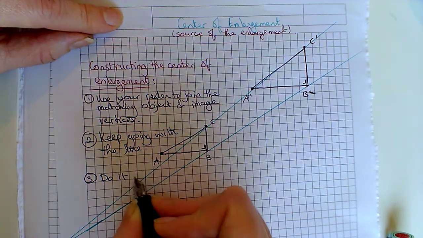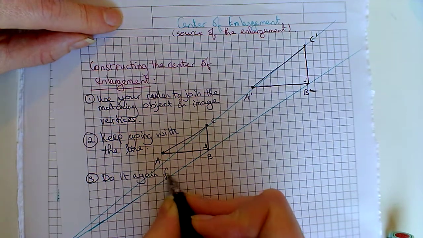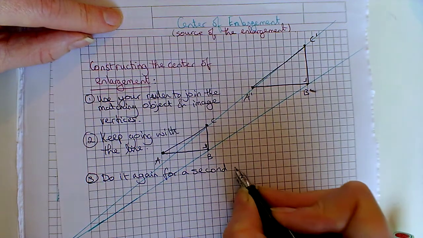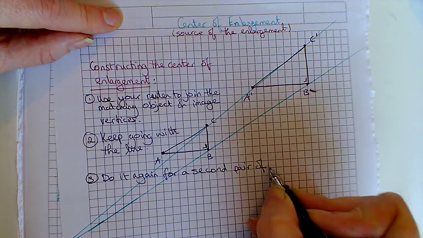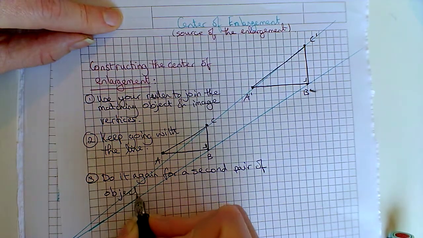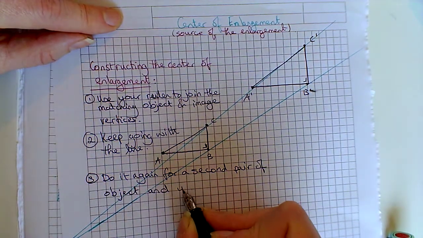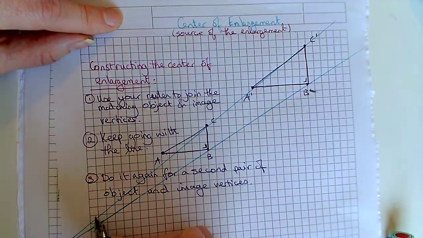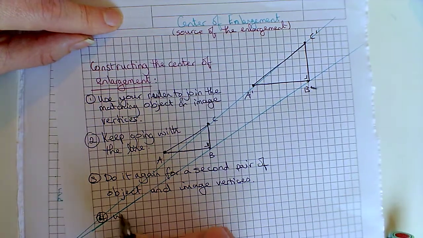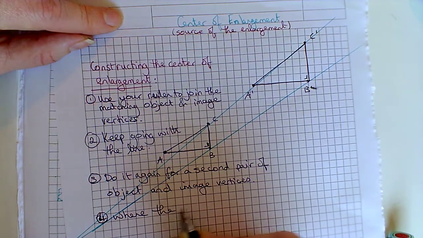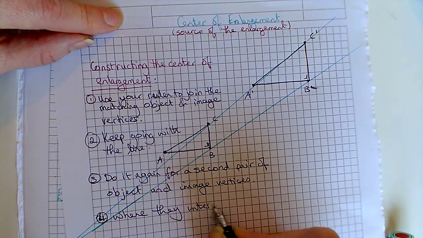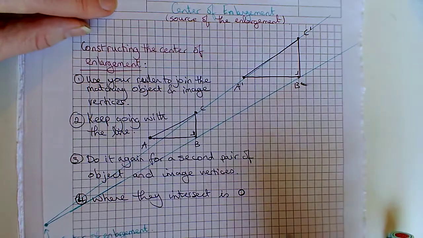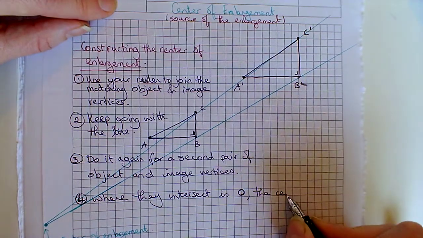Do it again for a second and even the third pair of object and image vertices. Where they cross, where they intersect, is O, and we always use O for this, the center of enlargement.